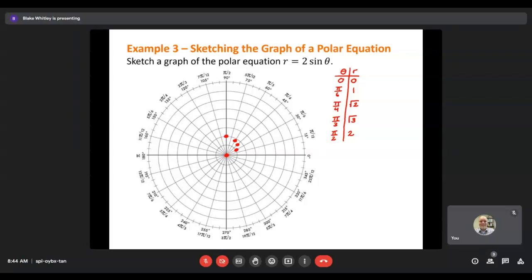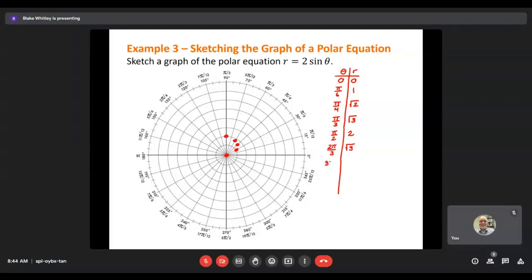All right, now I'm going to extend my table. I'm going to keep going. Let's look at our values from the second quadrant now. So 2 pi over 3 would be next. If I do that, we're going to get sine of 2 pi over 3 is square root of 3 over 2. We multiply that by 2, it's going to give us square root of 3.